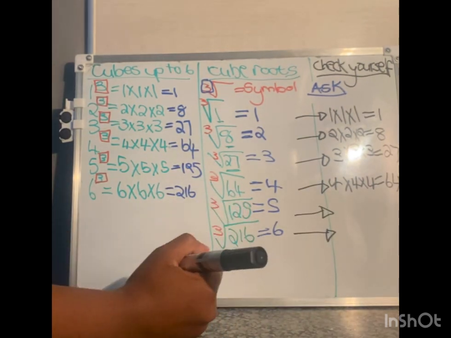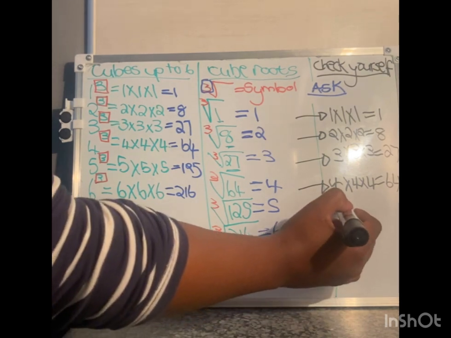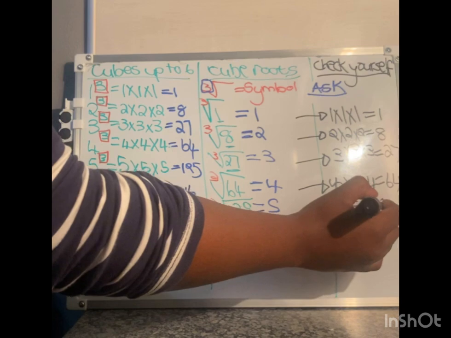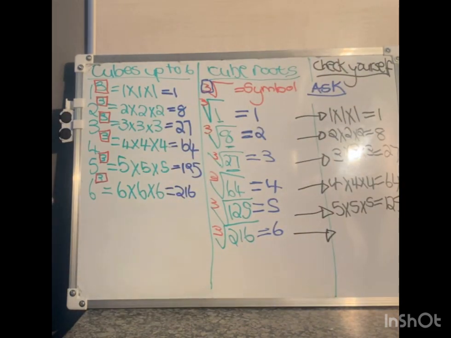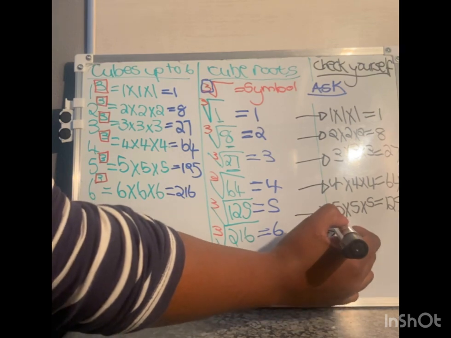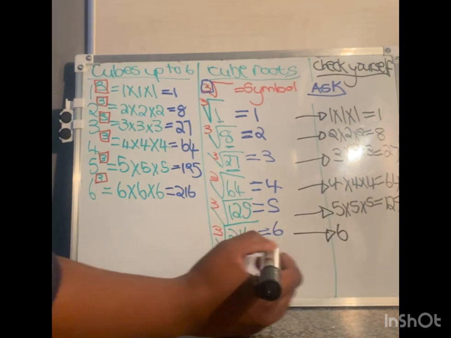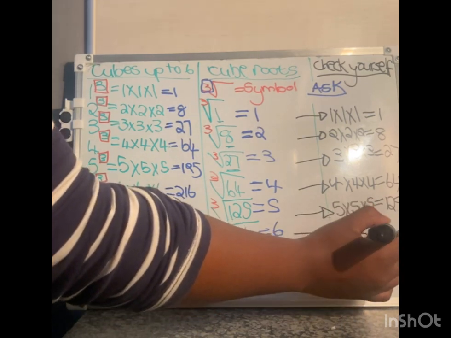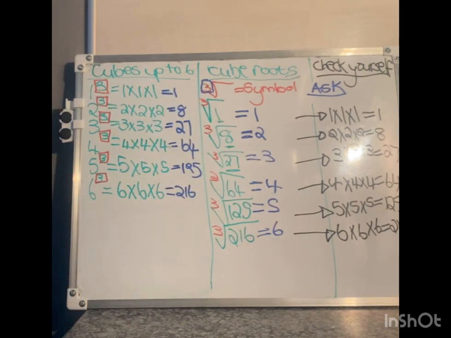Cube root of 125 equals 5. Am I right? Check yourself. A number multiplied by itself and by itself again equals 125. Yes, I'm right. And then the last one. Am I right in saying the cube root of 216 is 6? Yes, because a number multiplied by itself and by itself again equals 216. These are our cubes.